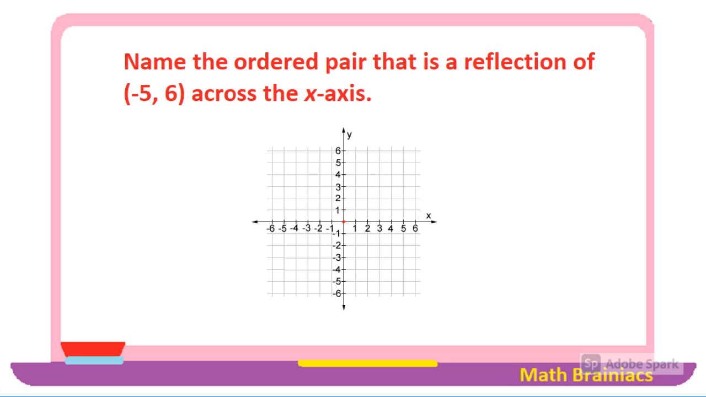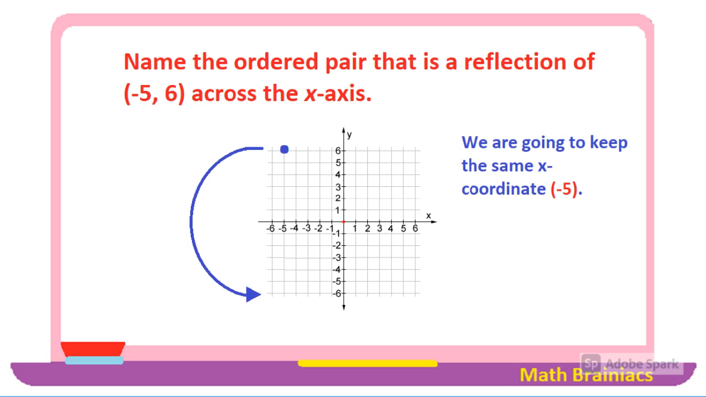Name the ordered pair that is a reflection of negative 5 and 6 across the x-axis. As I mentioned a while ago, if the reflection is across the x-axis, the x-coordinate will never change. Only the sign of the y-coordinate will change. So let us plot the point negative 5 and 6.